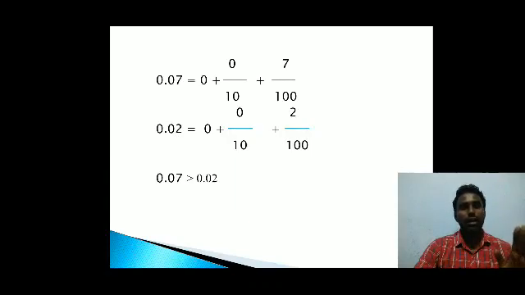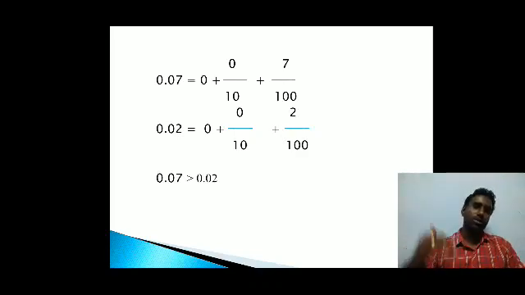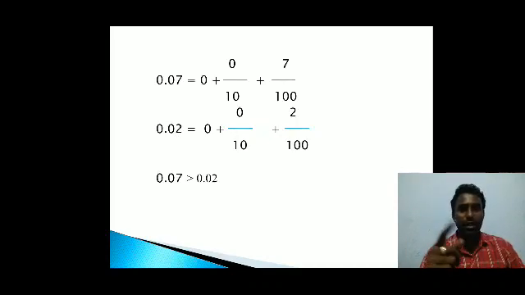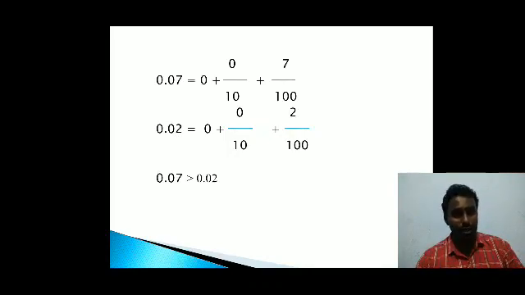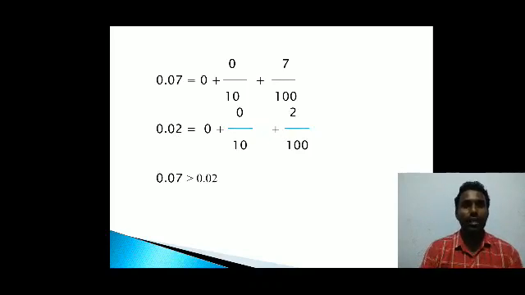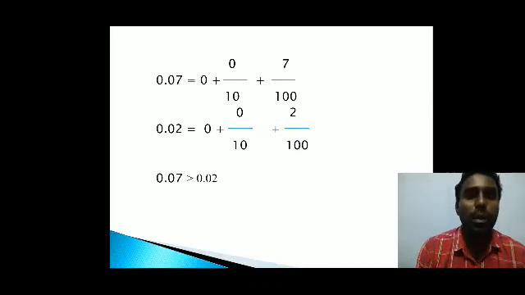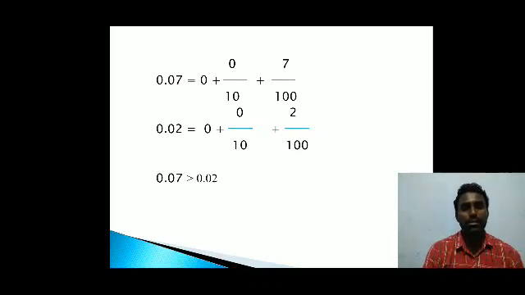After the decimal point, what is the first digit? In the first case 0, in the second case also 0. So both are equal, 0 and 0. So we have to look at the next digit. The 10th digit is the same, so we move to the 100th digit. There 7 is given, here 2 is given. So we know 7 will be greater than 2, because it is 7 by 100 and 2 by 100. Which one is greater? 7 by 100 is greater. So 0.07 is greater than 0.02.